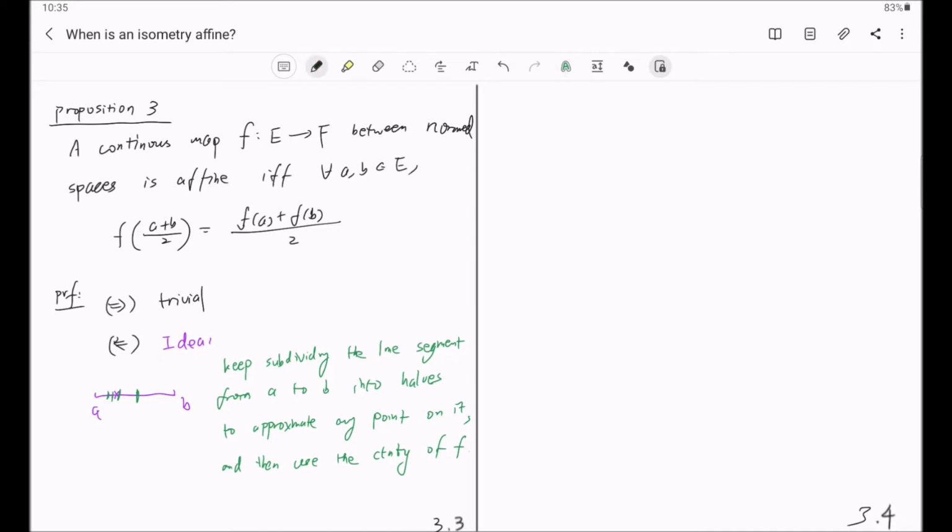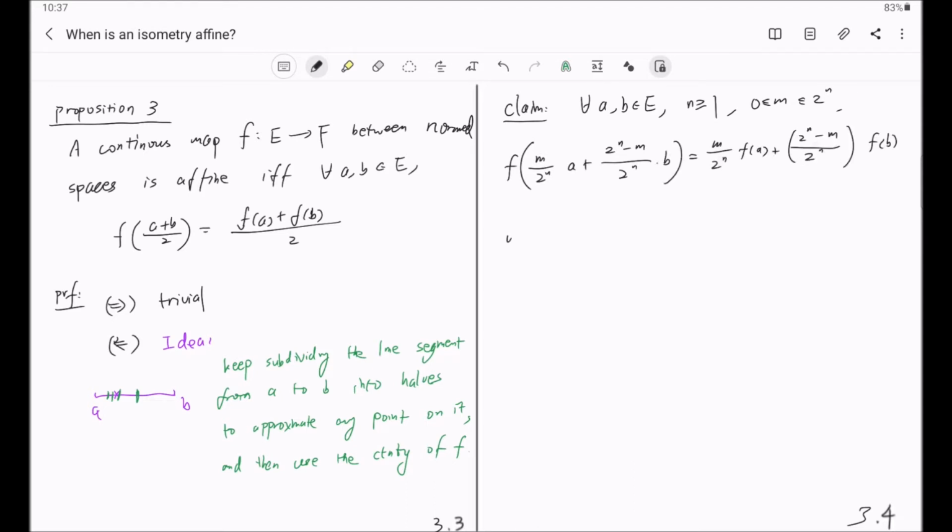But the idea is not a rigorous proof. To prove this rigorously, we need mathematical induction. So we are going to prove the following claim by induction. For any A, B in E, and any integer n greater or equal to 1, and any integer m between 0 and 2 raised to the power n, f preserves any dyadic subdivision of the line segment A and B. So we'll prove this by induction.